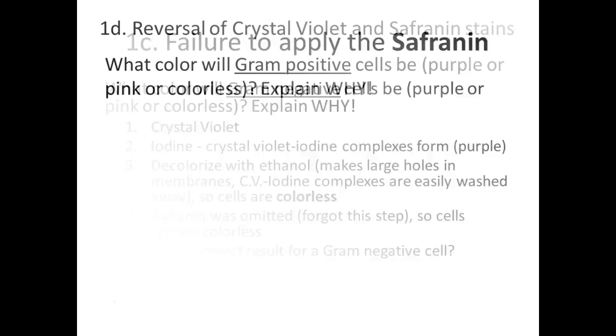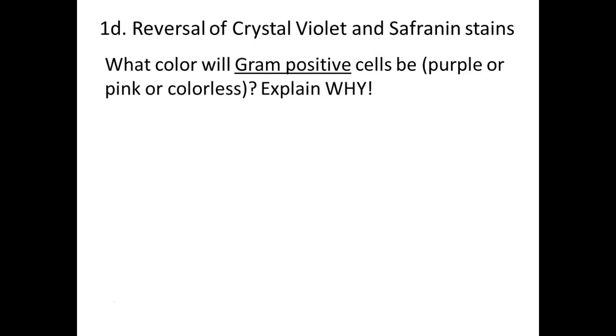The last one's my favorite, and I actually did this just to see. What if you reversed the order? What if we made safranin our primary stain that we did first, and crystal violet the counter stain? So for gram-positives, right, we're going to stain them what first? Safranin. In this case, they're going to be red. Right? So we're going to stain them with a safranin dye, which is red. They're going to be red.